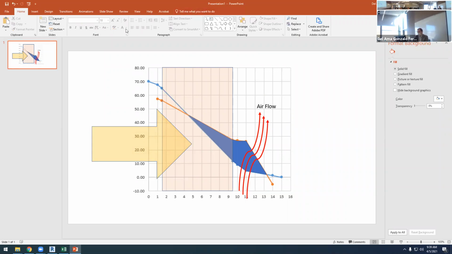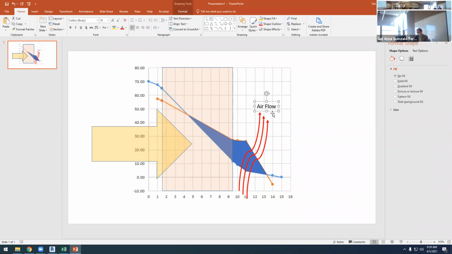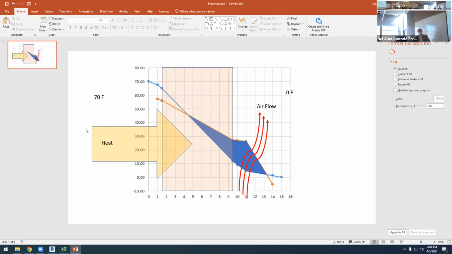Like this. The temperature here is 70 Fahrenheit, and the temperature outdoors is 0 Fahrenheit. The heat will go out because we have a heating system here in our room. So eventually this heat going out will end up drying out this cellulose.